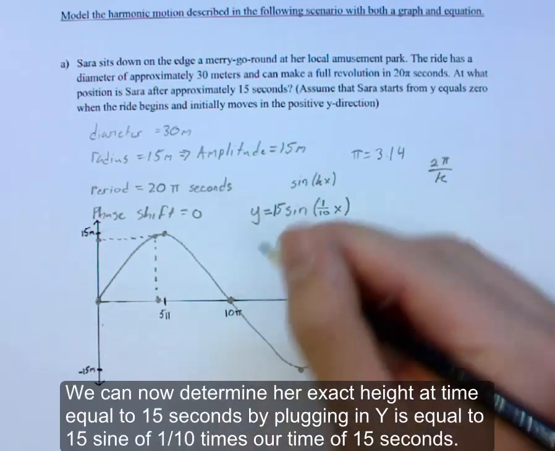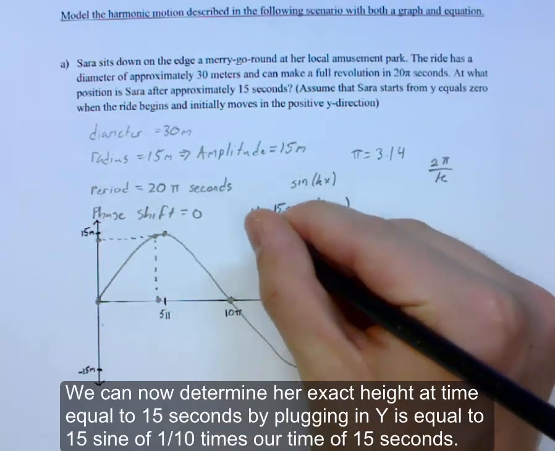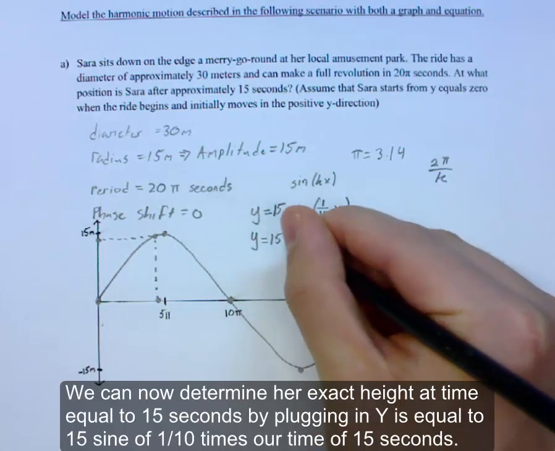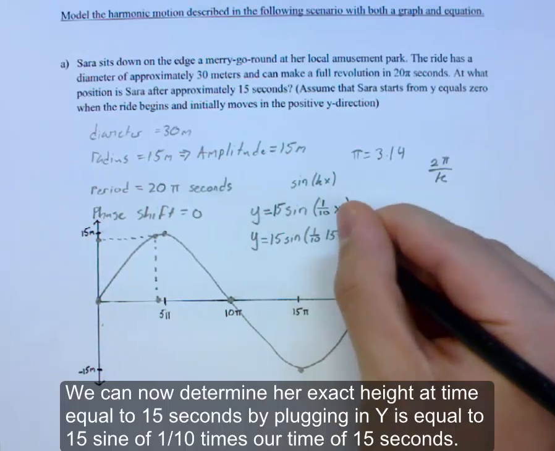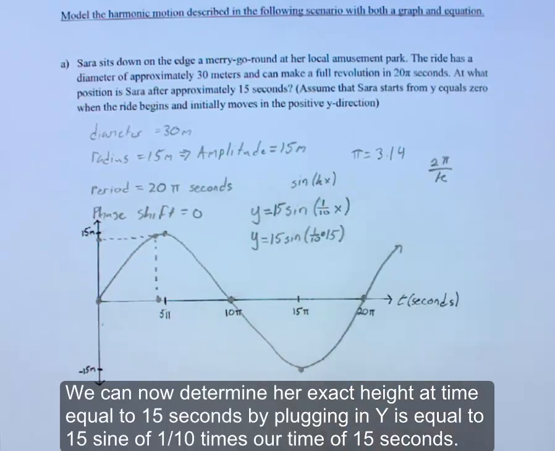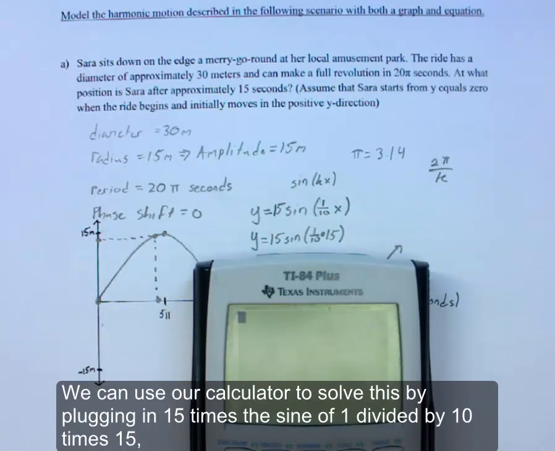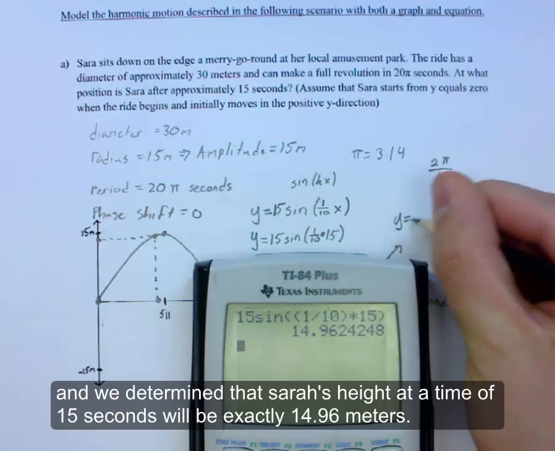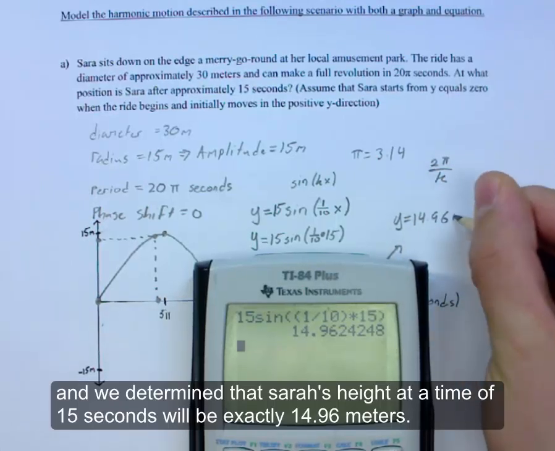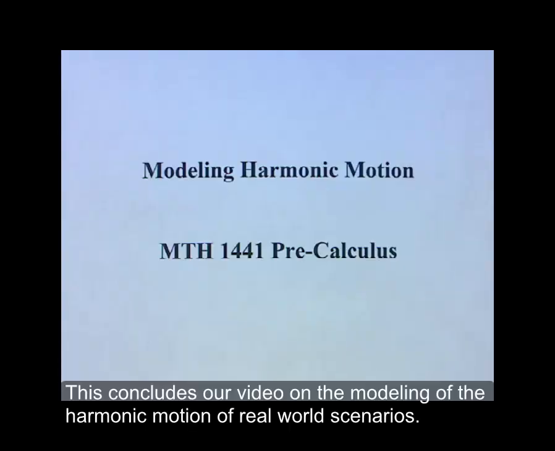We can now determine her exact height at time equal to 15 seconds by plugging in y equal to 15 sine of 1/10 times our time of 15 seconds. We can use our calculator to solve this by plugging in 15 times the sine of 1 divided by 10 times 15. And we determined that Sarah's height at a time of 15 seconds will be exactly 14.96 meters. This concludes our video on the modeling of the harmonic motion of real-world scenarios.